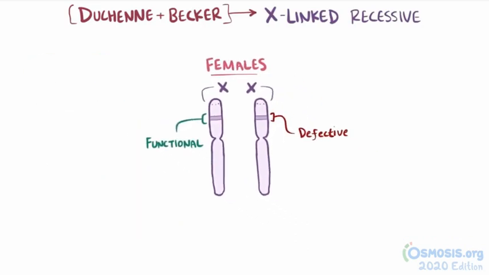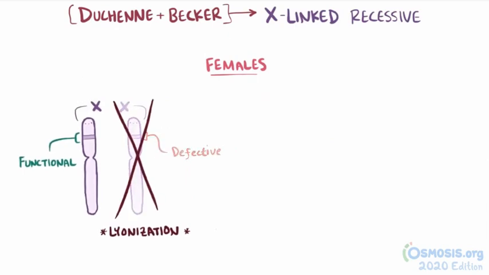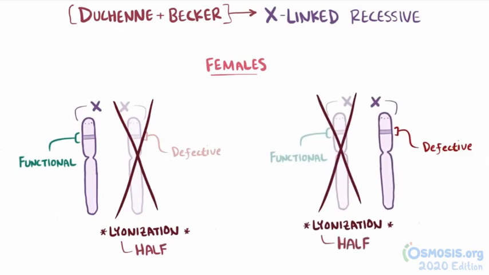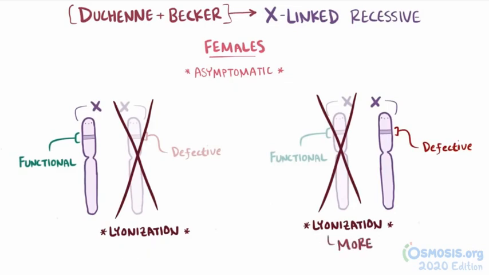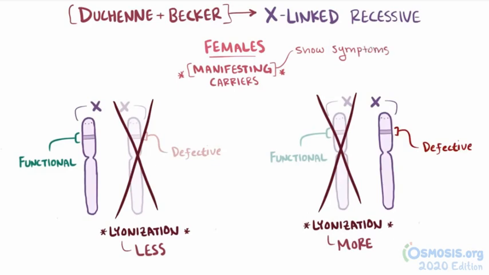In females, though, only one X chromosome gets expressed, and the other is inactivated, called X inactivation or lyonization. Now, if this inactivation's random, you'd expect about half of the female cells to have a functional dystrophin gene, and the other half to have a defective dystrophin gene. And these people are typically asymptomatic. Having said that, if more cells end up with the defective dystrophin gene, and less with the functional one, they can end up being manifesting carriers, meaning that they manifest or they show some symptoms.